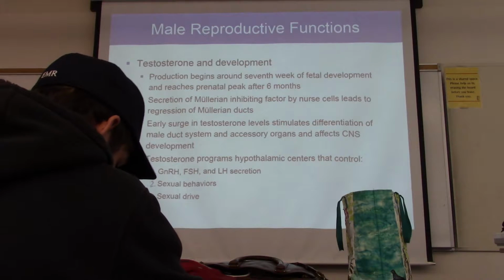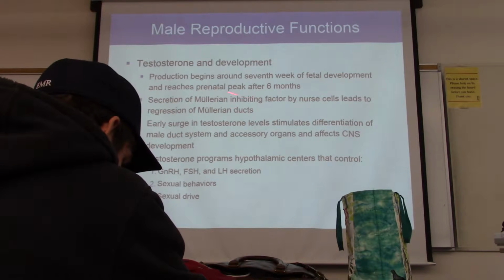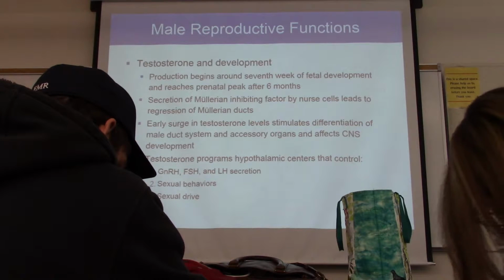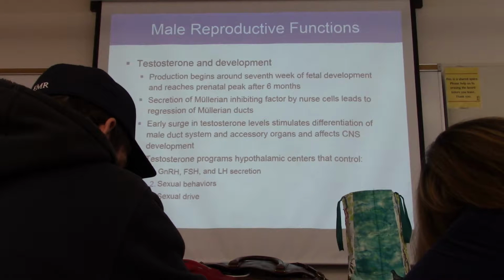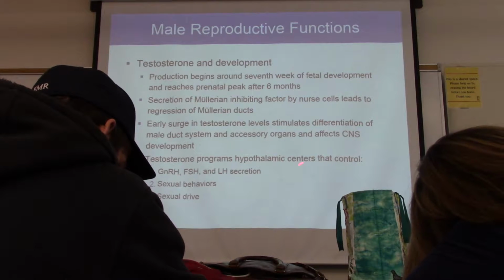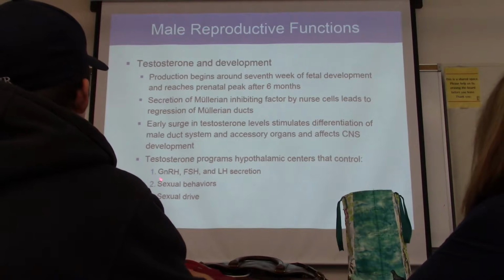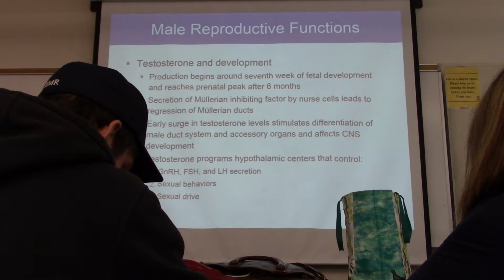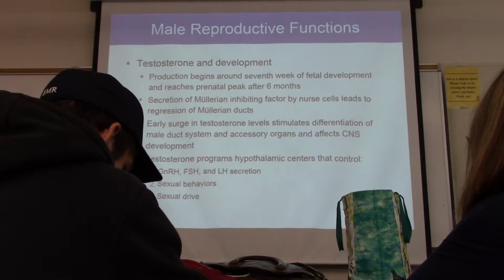So anyway, the Müllerian inhibiting factor leads to regression of the Müllerian ducts. Those were the ducts that were present when it was still a neutral sex sort of thing. The early surge in testosterone made it differentiate into a male, and it also gets the hypothalamus ready to control things like gonadotropin releasing factor, FSH, LH, sexual behavior, sexual drives, all those things that make us crazy.